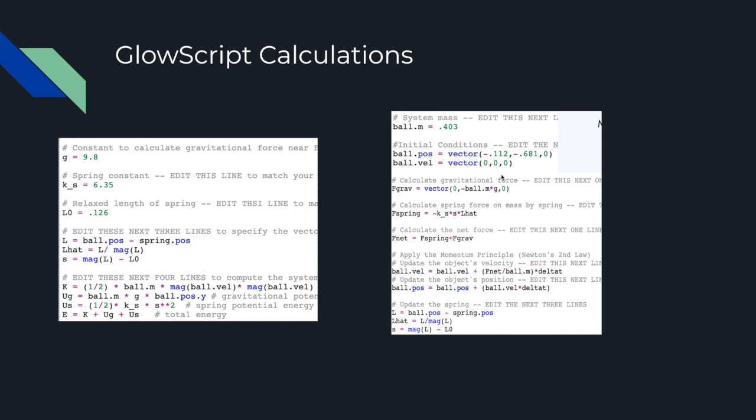In addition to that, we need to input the initial conditions for the ball's mass, the position, and the velocity, and then all of these forces acting on it obviously cause the motion. And here we have to update the spring force for a small delta t, which you can see here.